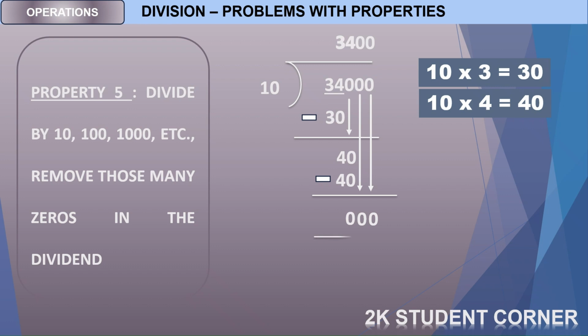We can see here, when we divide 34,000 by 10, quotient is 3400, that is, one 0 less. If the divisor is 100, quotient will be 2 zeros less.